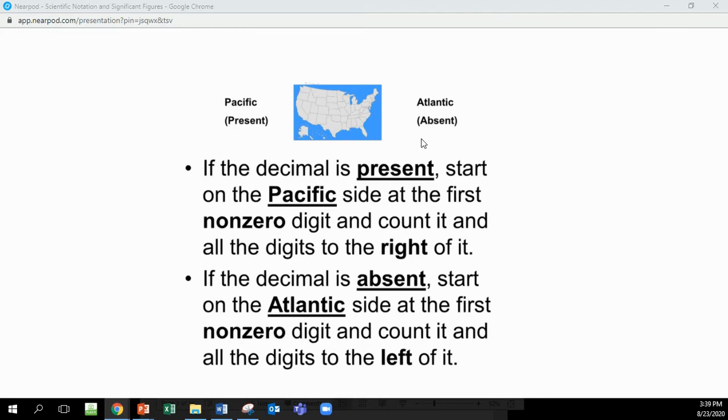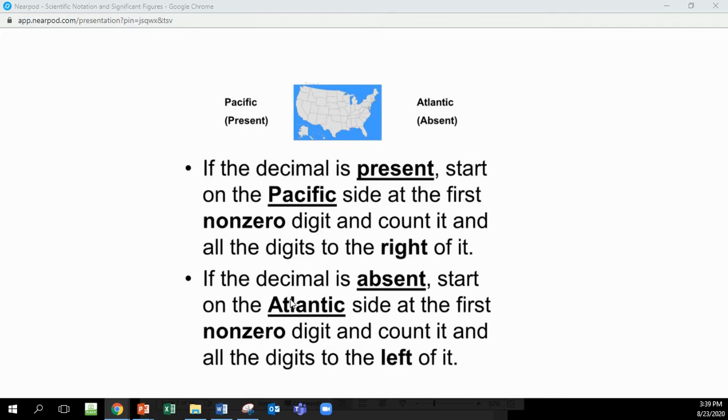So if you get a number and you see a decimal is present, you are going to start on the Pacific side. Present, Pacific, present, Pacific. You're going to start counting on the Pacific side, in other words, on the left side of the number, from the first non-zero digit. Okay? Once you hit that first non-zero digit, you're going to start counting from the left, and you're going to keep counting until you run out of numbers. And that'll tell you how many significant figures are in a number.